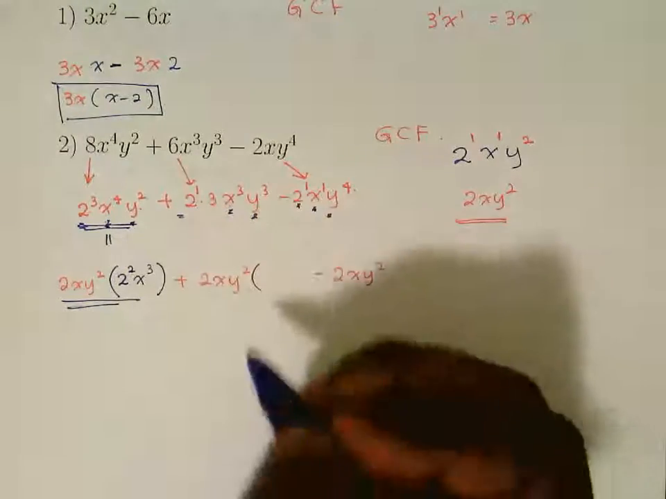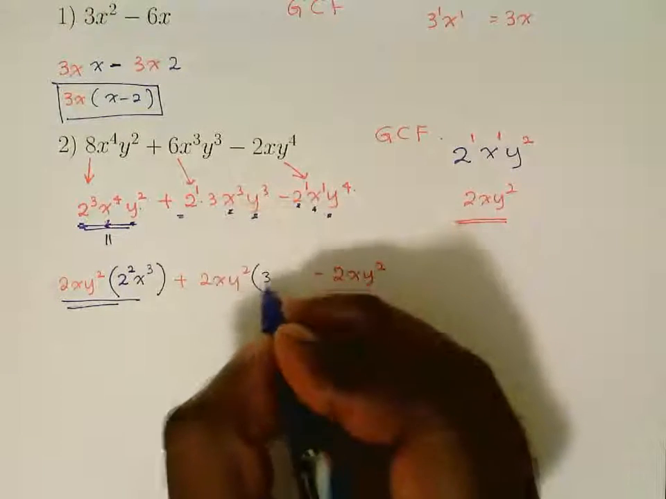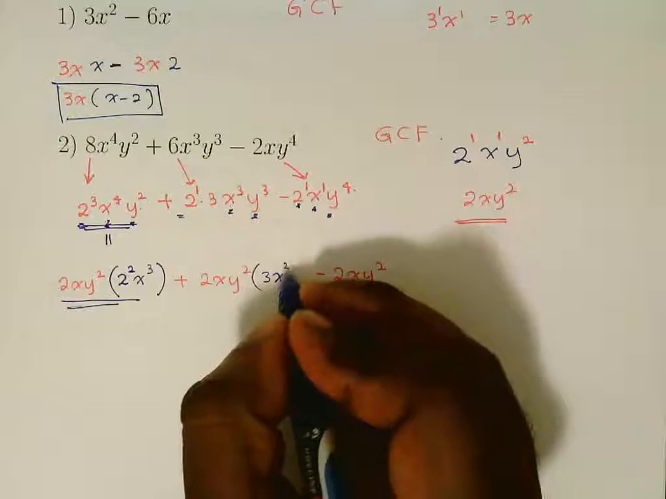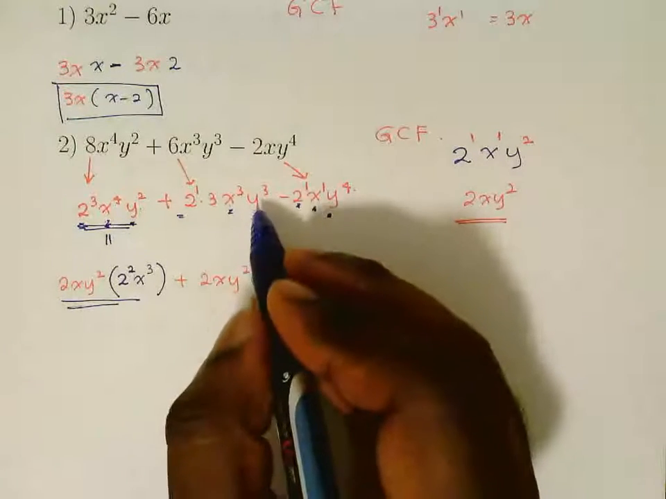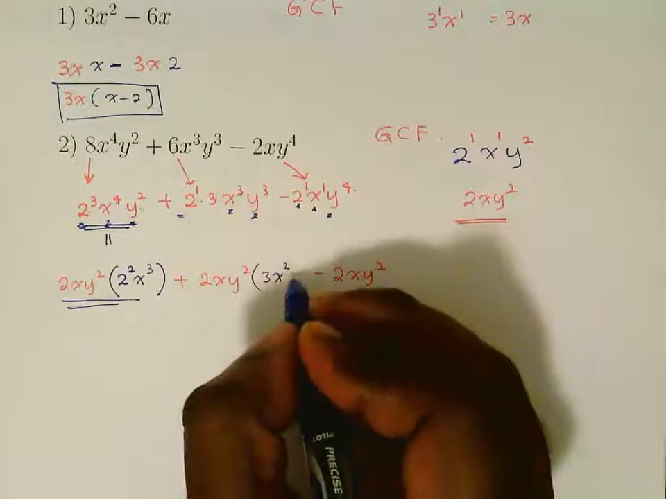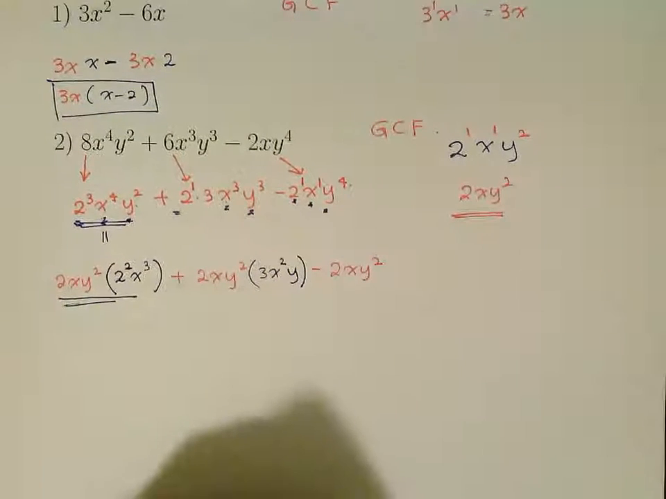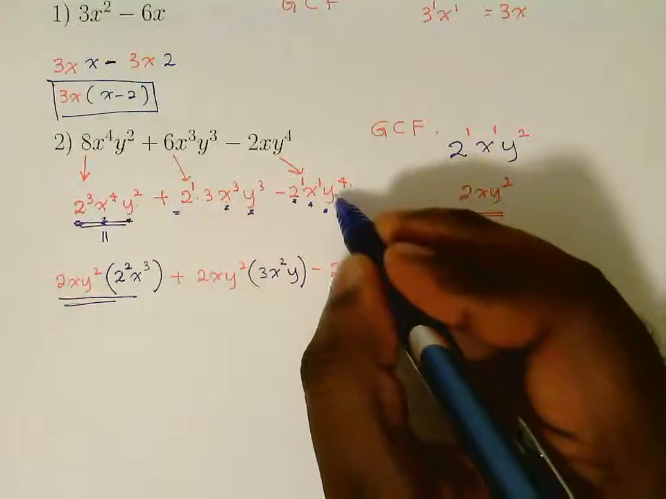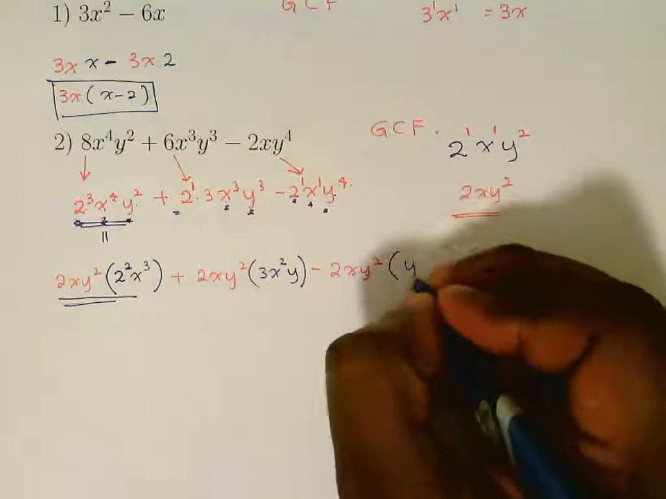Let's see what happens here. 2 is good. There is a 3 that's missing. x cubed, you have x, so you should have x squared. y cubed, you have y squared, so you should have a y. And the last one, 2 is good, x is good. y to the 4, you have y squared, so you have a y squared here.